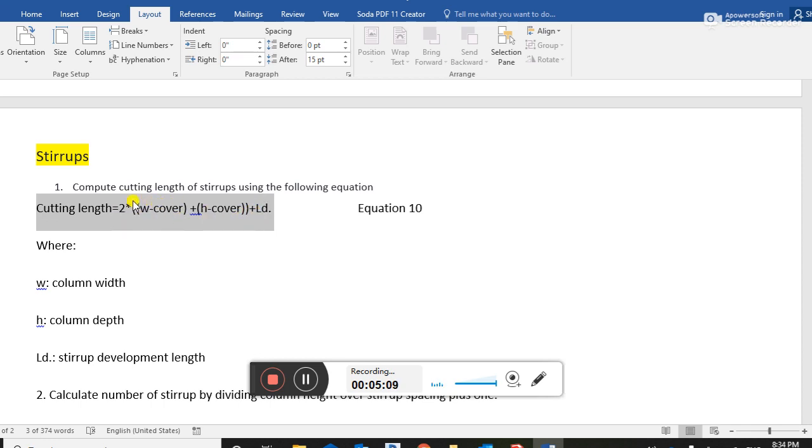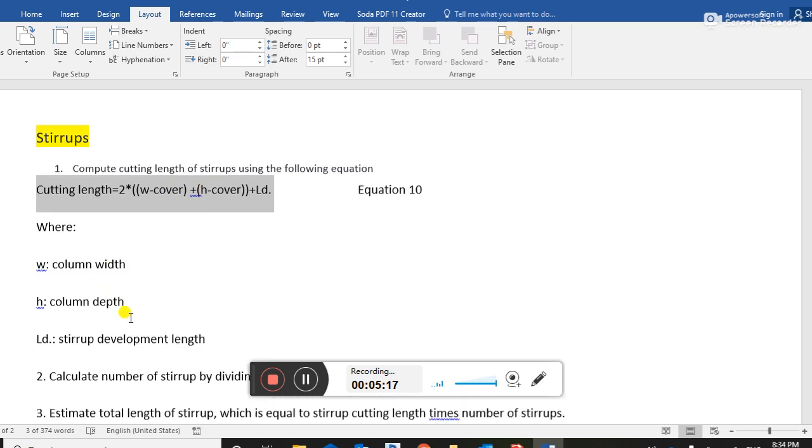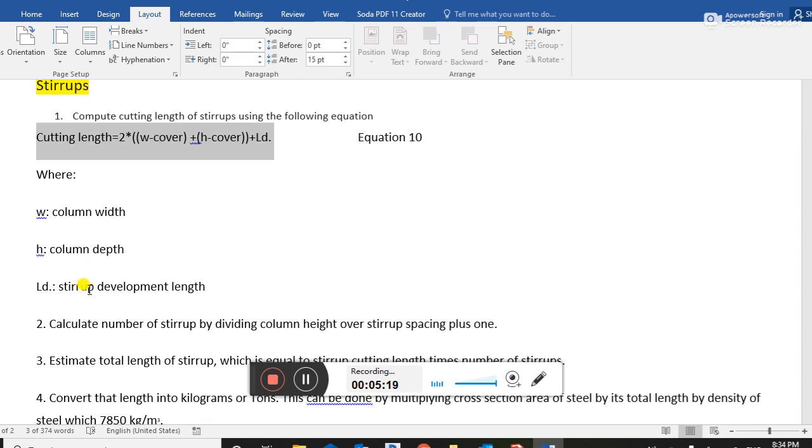We want to elaborate these parameters here. W is the width of column, then H is the height or depth of the column. LD is stirrups development length. LD is development length. This is asked many times in the exam, the formula on these parameters, what is in the cutting length, what is LD. LD is the development length.